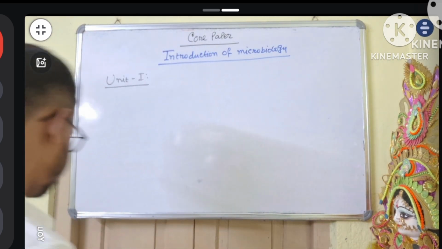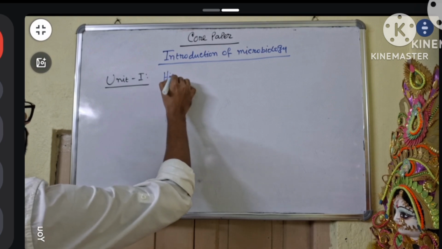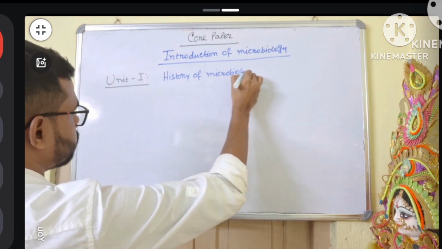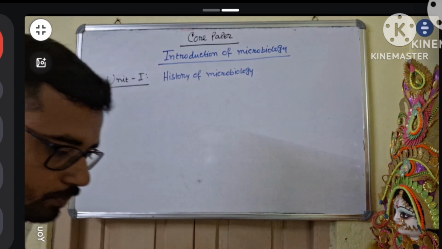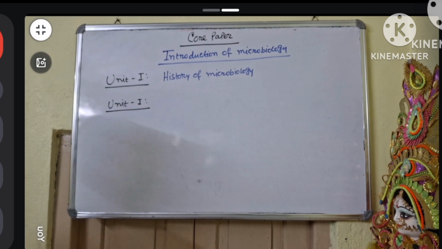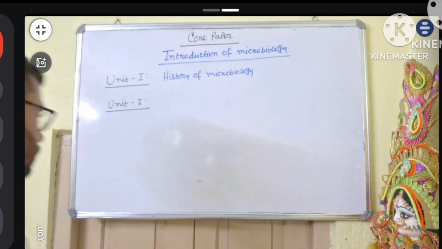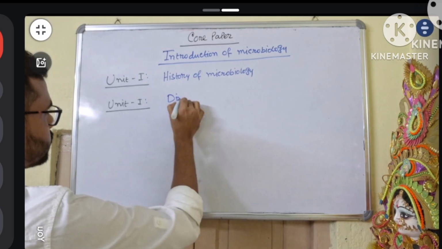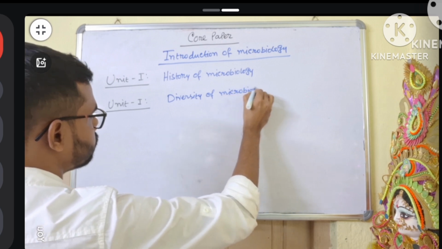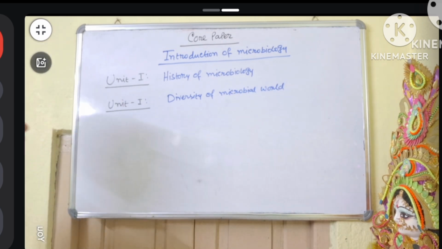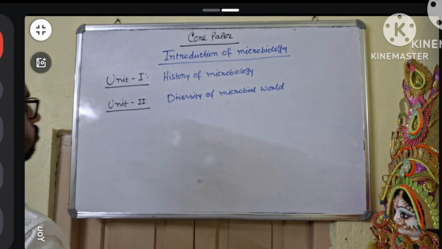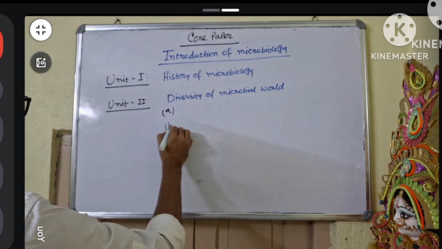Unit 1 is about the history of microbiology, and unit 2 is the diversity of the microbial world. Unit 2 has four subparts.